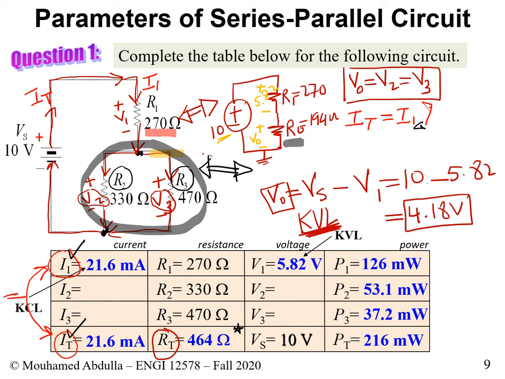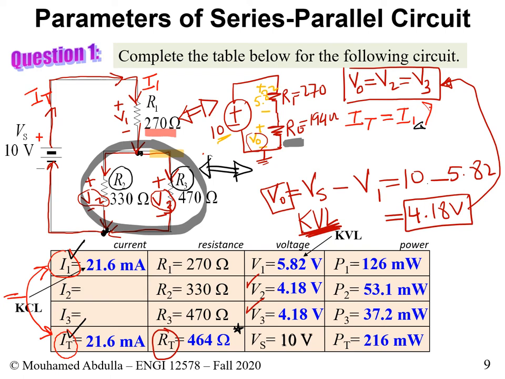So now we really have V0, and if you have this voltage, we said that it will be the same thing for V2 and V3, right? It will be the same. So in fact, right now you determine this one and you determine this one. So let's just check if this is correct. It is 4.18 indeed for both of them.